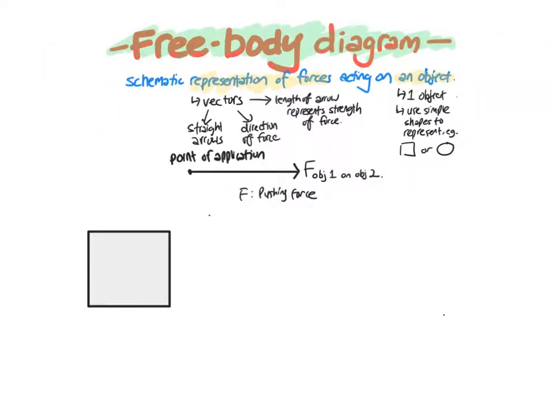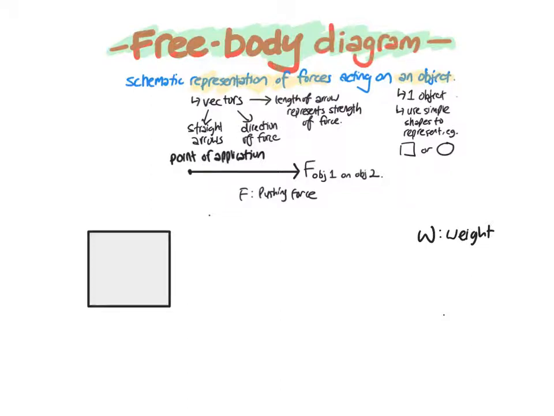Let us now see how a FBD of a box resting on the floor will look like. Over here, I have drawn a very simple square to represent the box. Let us first draw the weight of the box. I will first create a legend at the side to indicate W stands for the weight acting on the box. Now, weight acts on every single particle of the box.